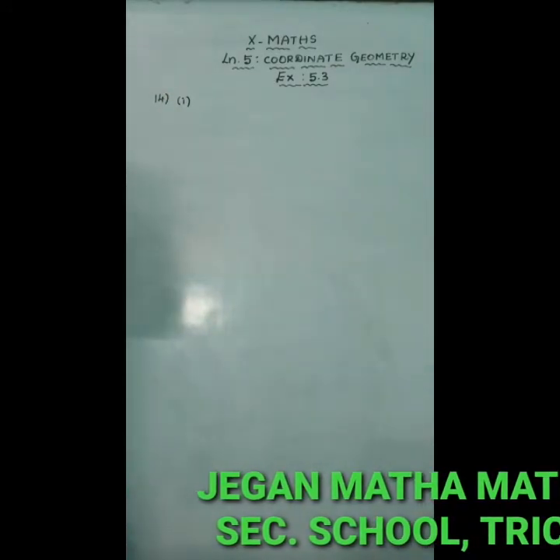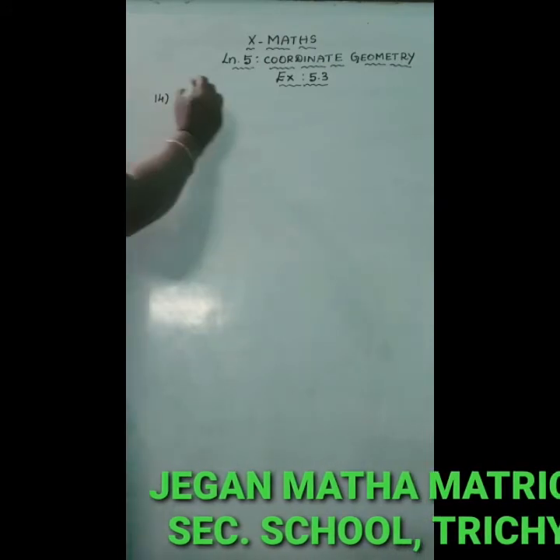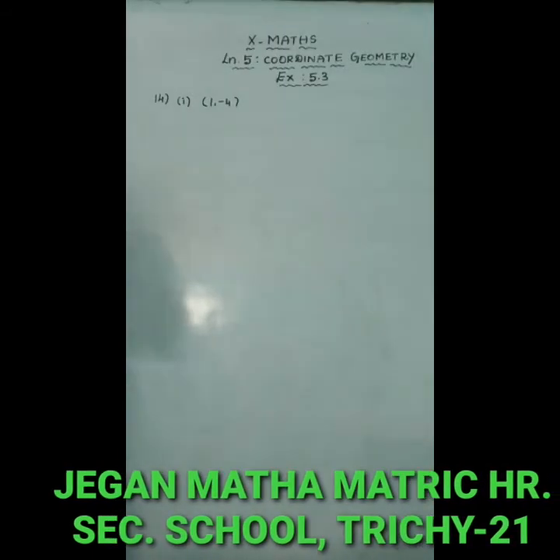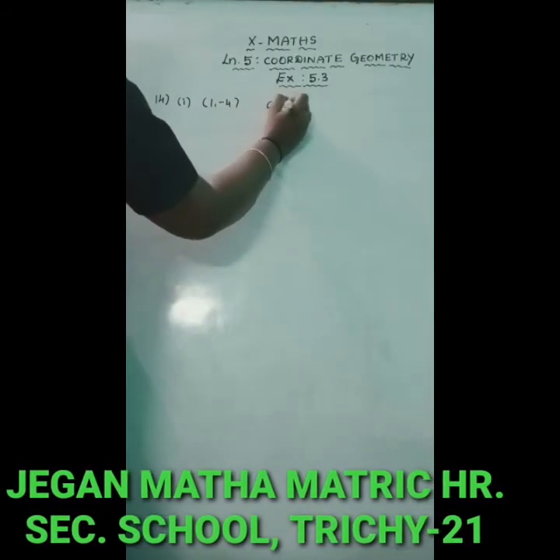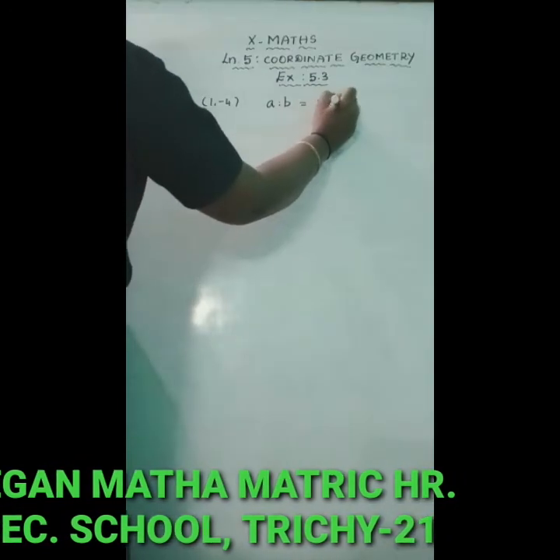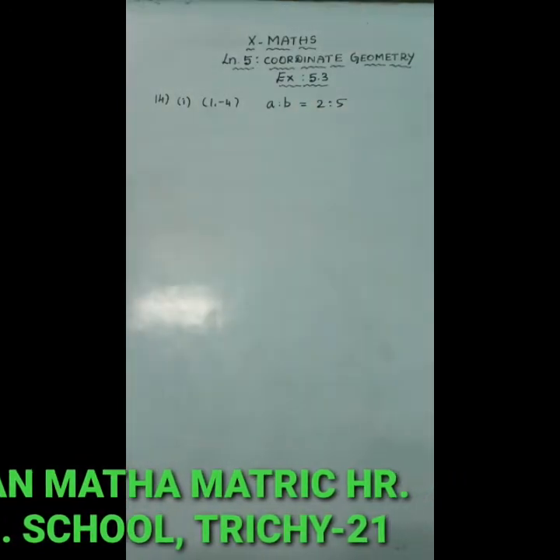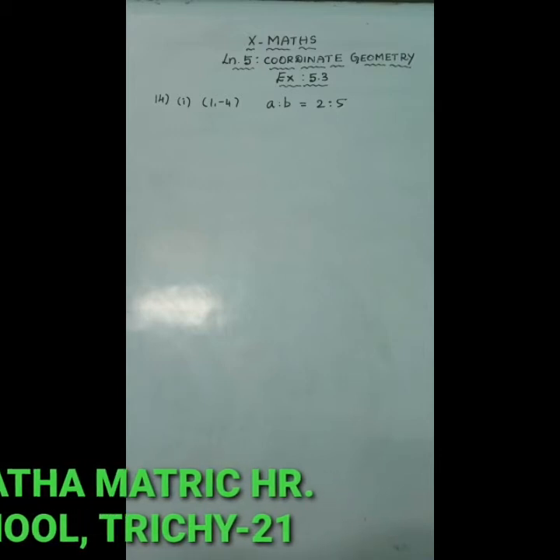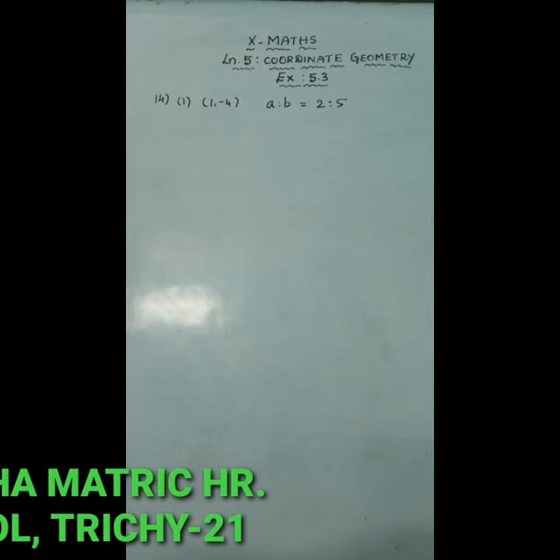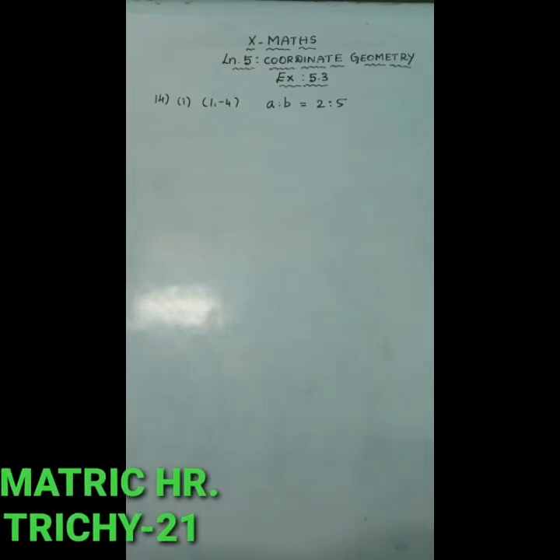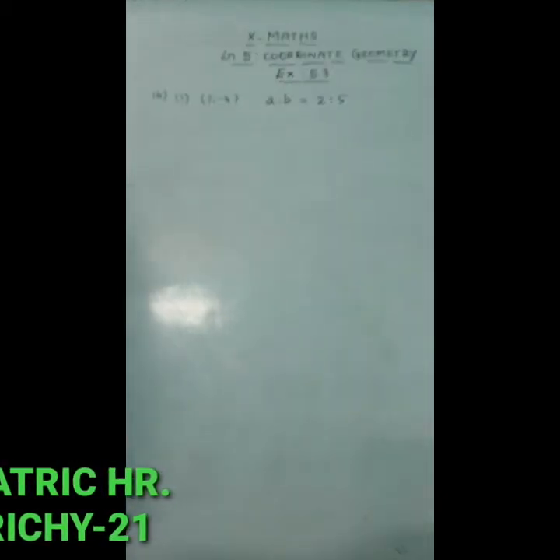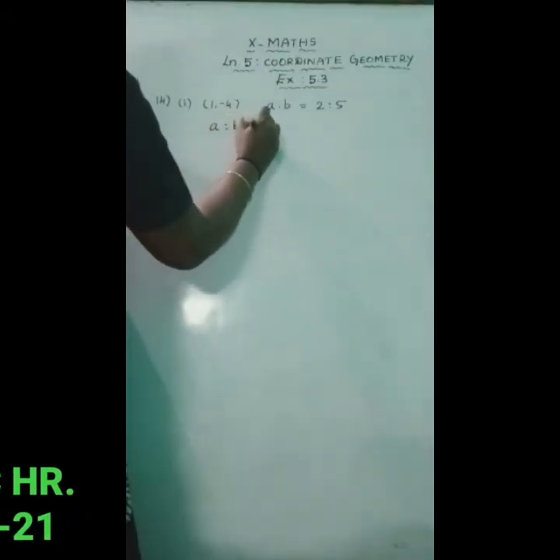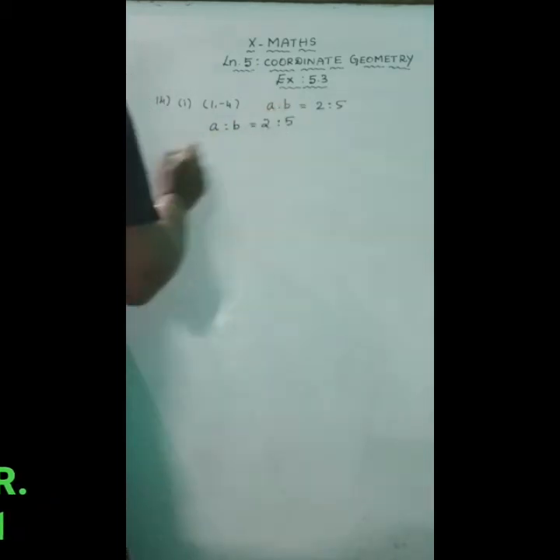The first one is passing through (1, minus 4) and has intercepts which are in the ratio a is to b equal to 2 is to 5. So here the point and the intercept ratio are given, so we find the equation of the straight line. The required line is passing through (1, minus 4) and has intercepts in the ratio 2 is to 5. So here a is to b is equal to 2 is to 5.